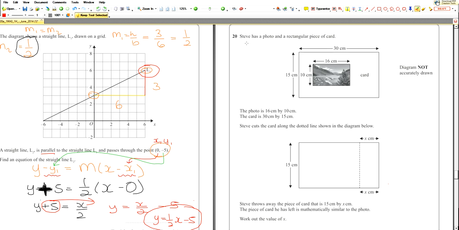Okay, Steve has a photo and a rectangular piece of card. The photo is 16 by 10, which you can see here. The card is 30 by 15. Steve cuts the card along the dotted line shown in the diagram and throws away the piece of card that is 15 by x. The piece of card he has left is mathematically similar to the photo. Work out the value of x. This part here, he cuts out and throws away.